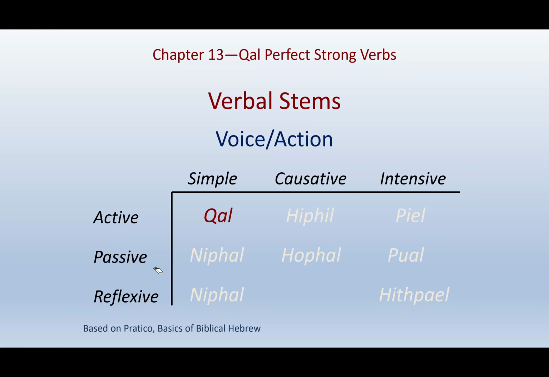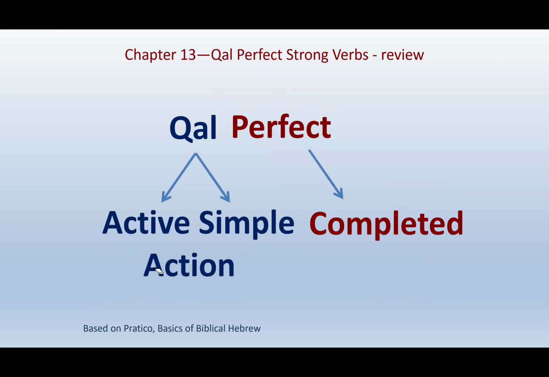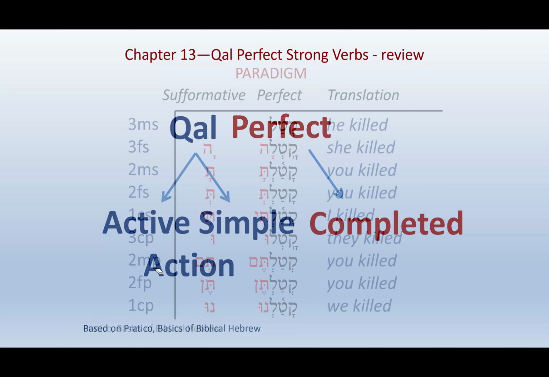We're going to be on call for a number of chapters. I don't remember how many. So when we say it's a call perfect, call is telling us that it's active, simple action. Perfect is telling us that it's completed action. That's what we're saying. It's completed, simple action in the active voice.